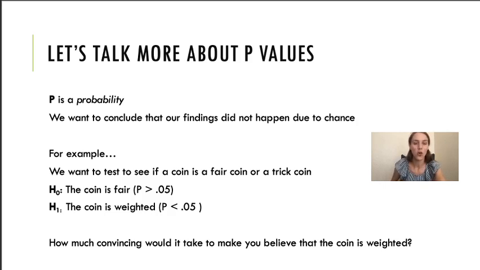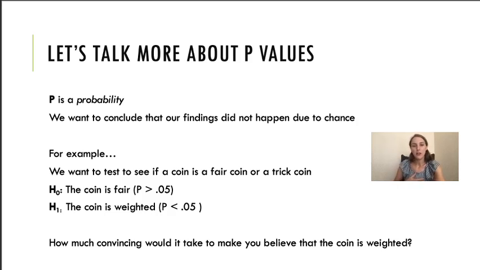The null hypothesis would be what we go in believing. In this case, if we have a coin, we'll say, okay, this is a fair coin. But our prediction might be that it's weighted. Maybe you've flipped it many times and you've said, hey, something's up with this. This isn't working out quite as it should. So the question is, how much convincing would it take for you to believe that coin is weighted?